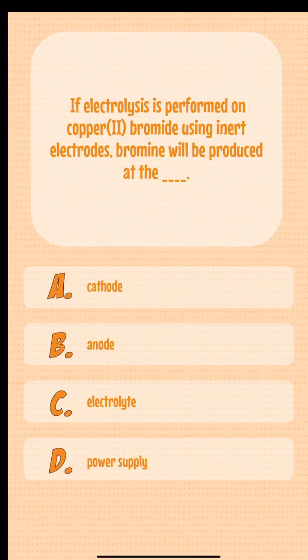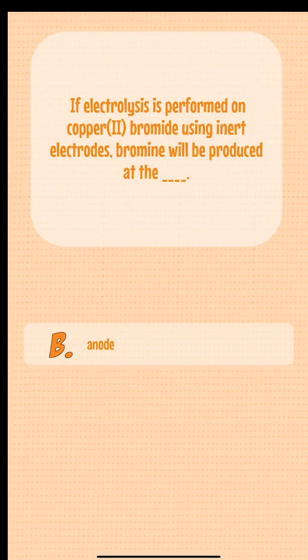If electrolysis is performed on copper 2 bromide using electrodes, bromine will be produced at... So the question is asking about bromine. Where would bromine be produced? Cathode, anode, electrolyte or power supply? Vote what you think the answer is. People going with B? Yep, B is absolutely right. Anode, because bromine is Br minus, it's negative, so it's going to go to the positive electrode, which is the anode, because of panic. Panic means positive anode.